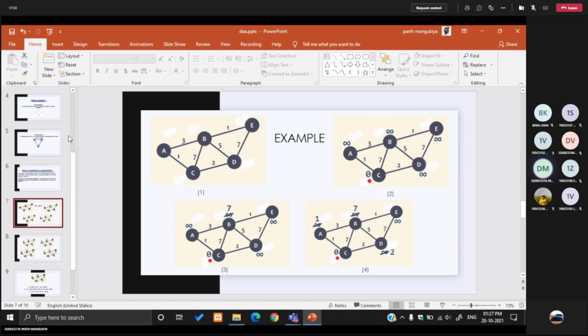First, we start with C, so the distance of C is 0 and all other nodes' weights are infinity. Then we check the neighbors of node C, starting with B. Here the distance from C to B is 7. Then we compare it with the current distance of B, which is infinity. We found that 7 is the minimum, so we set the value of B to 7.